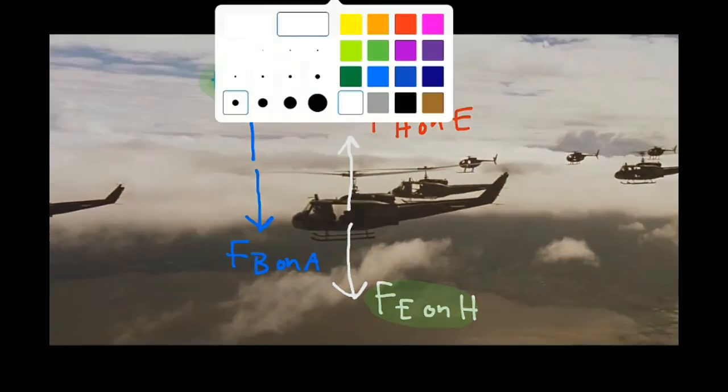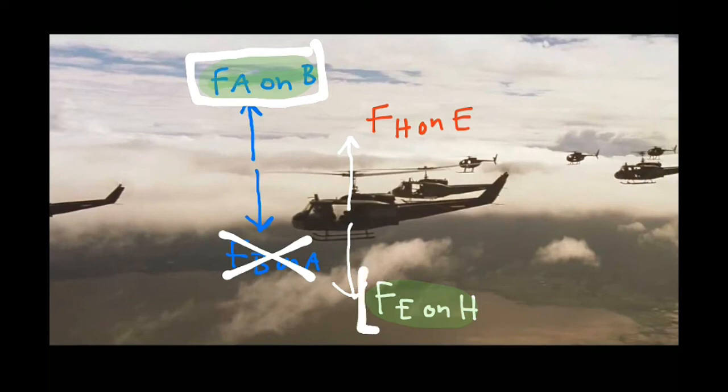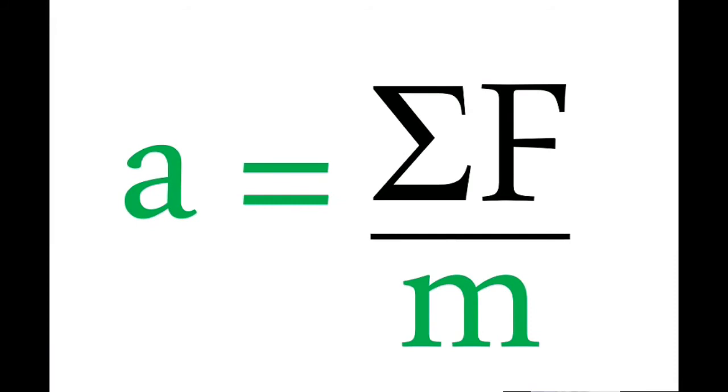So now that we've highlighted the forces that do matter, which again is the force of the air on the blade, we don't care about the blade on the air for now, because it's not acting on the helicopter, and the force of the earth on the helicopter, and we're not going to care much about the force of the helicopter on earth. These two forces are the two that we're looking at when we want to calculate the net force and determine whether or not we're moving up.